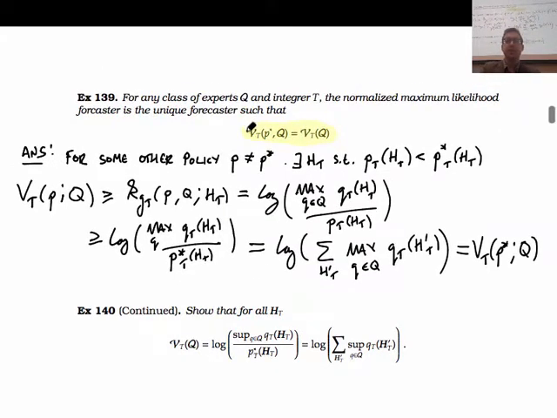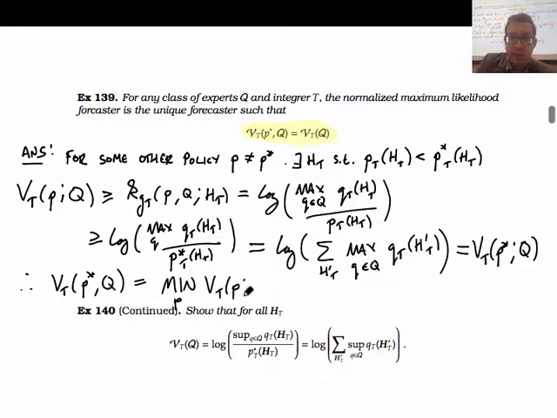But of course, this is the minimum. This is defined to be the minimum over P. So therefore, V_T of P star of Q is equal to the minimum over P of V_T of P of Q, which by definition is equal to V_T of Q. Okay? So we're done. It sounded like it was going to be a really difficult result. It's not that bad.